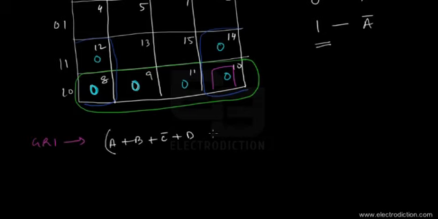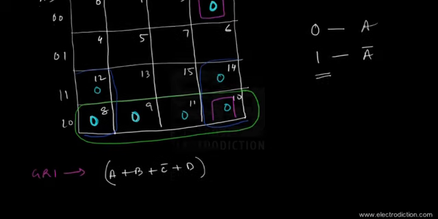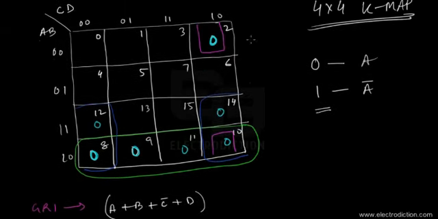So this particular thing would be multiplied with the expression of the other cell, that's cell number 10 over here. Here A is 1, so we put it as A bar, and then B is 0, so B, plus the column address reads 1 0, which means that C is again a complementary quantity and D is non-complementary.